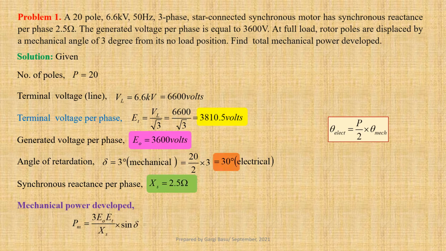Using values we get 3 into 3600 into 3810.5 divided by 2.5 into sine of 30 degree, that gives us 8230.7 into 10 to the power 3 watts, or 8230.7 kilowatts.